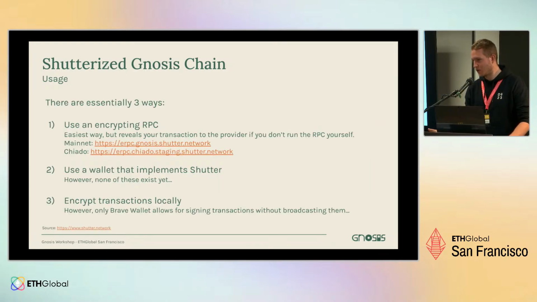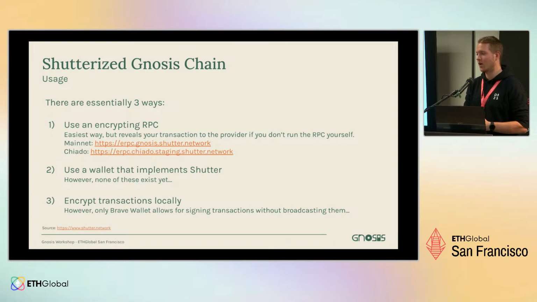So how can you use this? Actually, it was deployed in June, so you can already use it. There are three main ways to use it. First, use the encrypting RPC solver. This is suboptimal because you still reveal your clear text transactions to the RPC provider, kind of like you would for Flashbots or MEV Blocker. But the difference with those services is that for Shutter, the service is open source, so you can run it yourself, which is very important. Those are the two RPCs you can use on mainnet and Chiado.